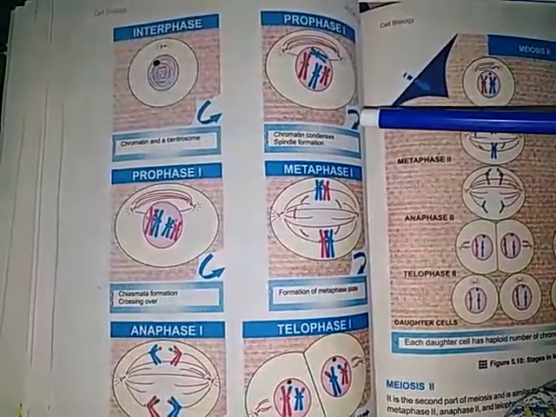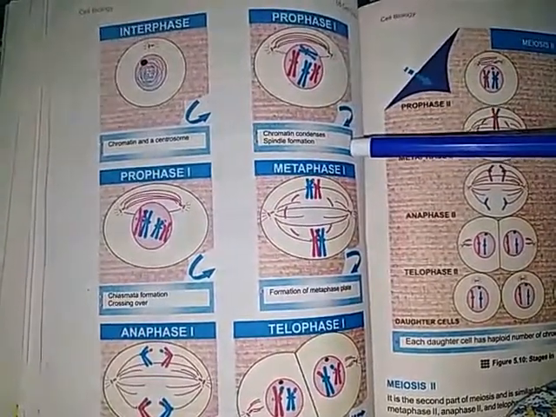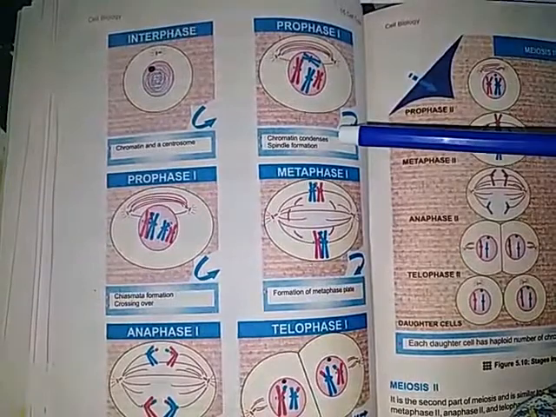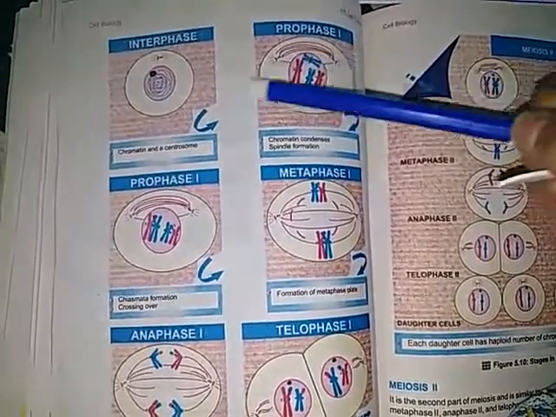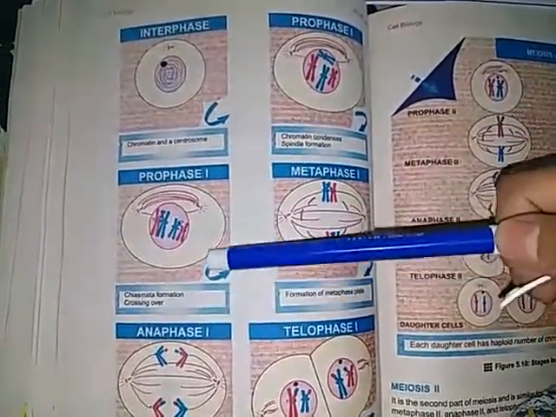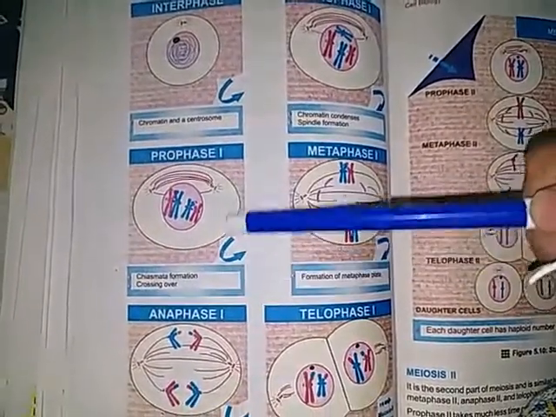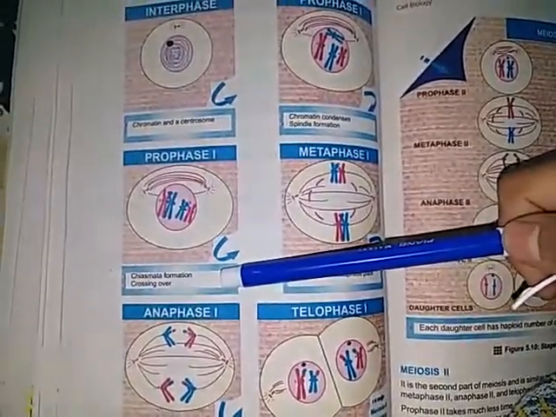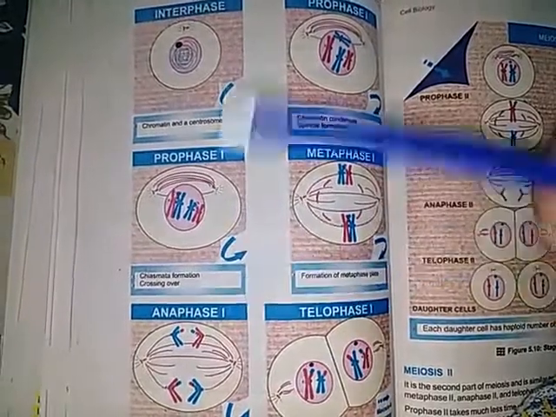Next one is prophase 1. Students, in prophase, chromatin condenses and spindle fibers originate. These are the spindle fibers. Next is the prophase 1. Here the chiasmata formation takes place and crossing over takes place.